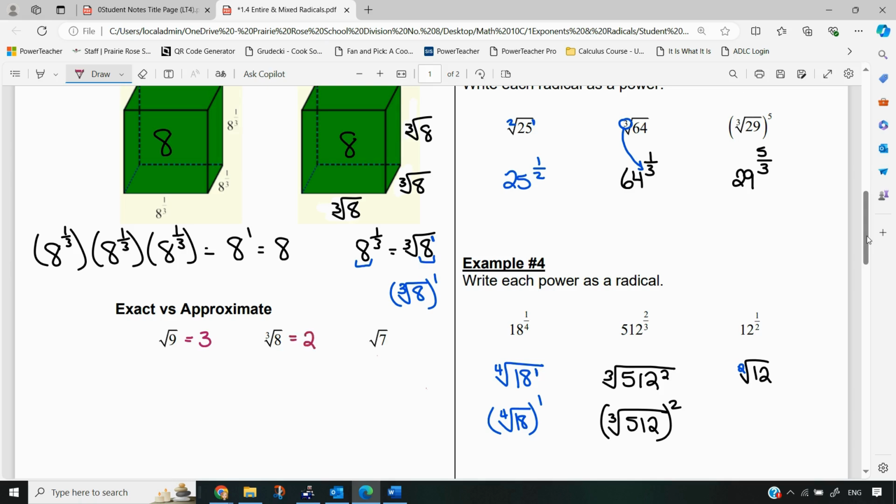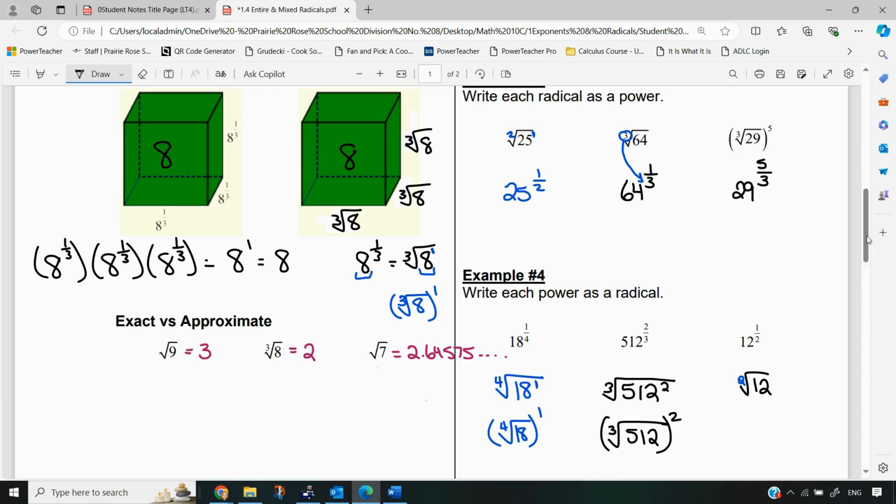And if I were to evaluate the root of 7, that would give me 2.64575, and on and on. Root 7 is an irrational number. It goes on forever with no repeating pattern, so a non-terminating, non-repeating decimal. And so what I'm writing is an approximation.